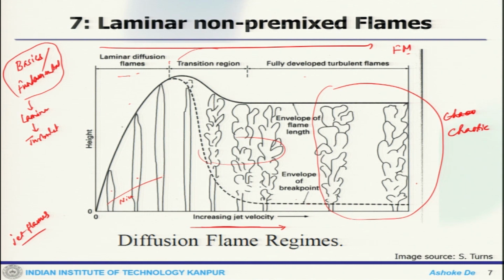That is why we started here and slowly go there, because whenever we look at a turbulent system, you require the information from this laminar understanding, and that is what we are doing. We will stop here today and continue the discussion in the next lecture. Thank you.